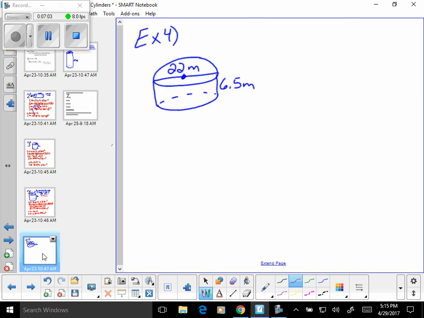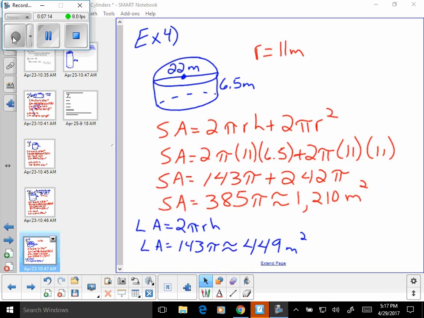Here's example 4. You'll note that it's a diameter, but at this point, hit pause and you do it. And then I will do the problem and you can see how it should turn out. How did you do? Did you come up with 1,210 meters squared for the surface area? And did you come up with 449 square meters for the lateral area?